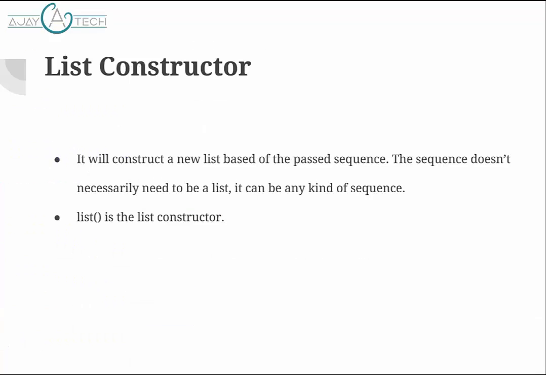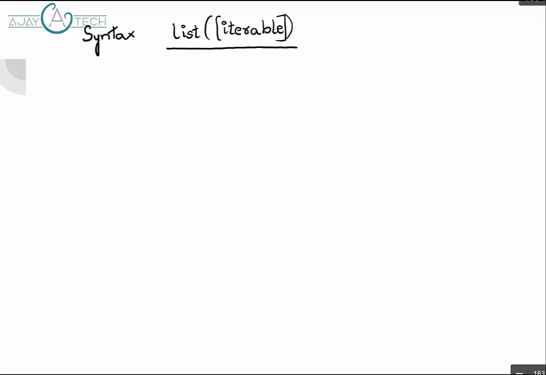In this tutorial, we will discuss the list constructor. A list constructor creates a new list based on the passed sequence. The sequence doesn't need to be a list. It can be any kind of sequence. And this is how the list constructor is denoted: list, open and close parenthesis. And this is the syntax for the list constructor. So you can pass an iterable as a parameter to the list constructor.